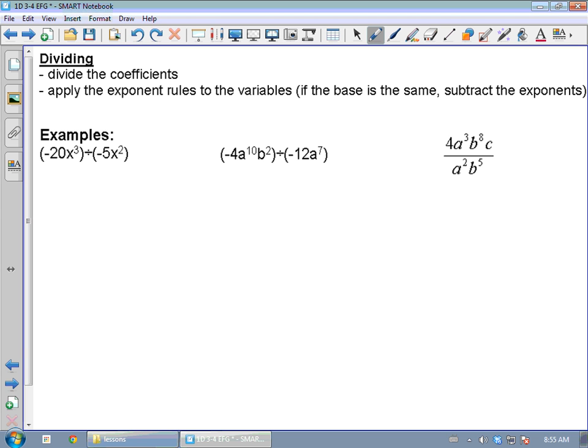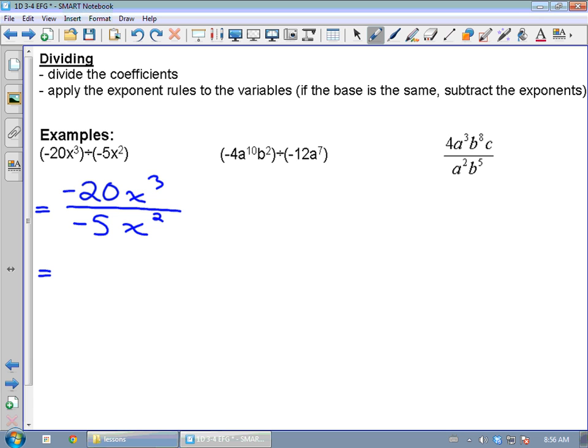So what's easy if we have something like negative 20x cubed divided by negative 5x squared? Often it's easy to rewrite it as a fraction, as negative 20x cubed over negative 5x squared. And as we do this, we sort of line up the things that go together. We're lining up our coefficient, and our x variable, and our other x variable. And then we can do our division here.